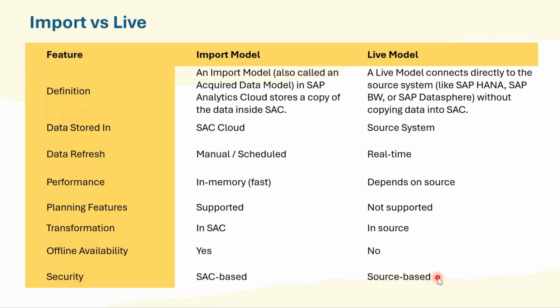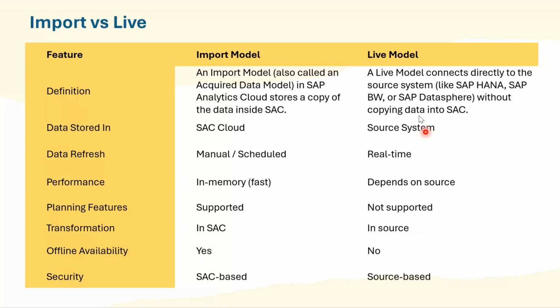So in case of live model, the security will be configured or designed in the backend system or the source system. Just take an example that you have a live model which is connected to BW system. If you need a data restriction that only these GL accounts, group of GL accounts should be visible to this group of users, then the same role needs to be designed in the backend, and those users' profile needs to be also configured in the backend with those roles.